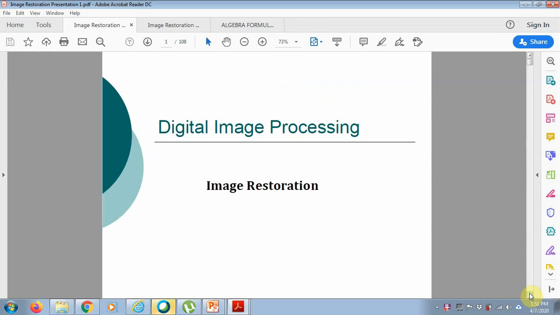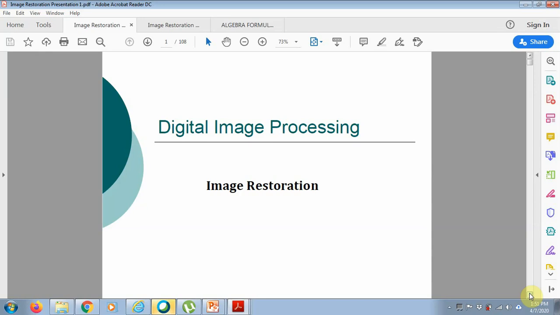Hello everyone. So today's topic is image restoration in digital image processing. Till now we have studied the image enhancement techniques. We have studied different spatial domain and frequency domain image enhancement techniques in digital image processing. In many cases you may experience noise in the input image. In order to remove the noise, you can go for image enhancement or image restoration.